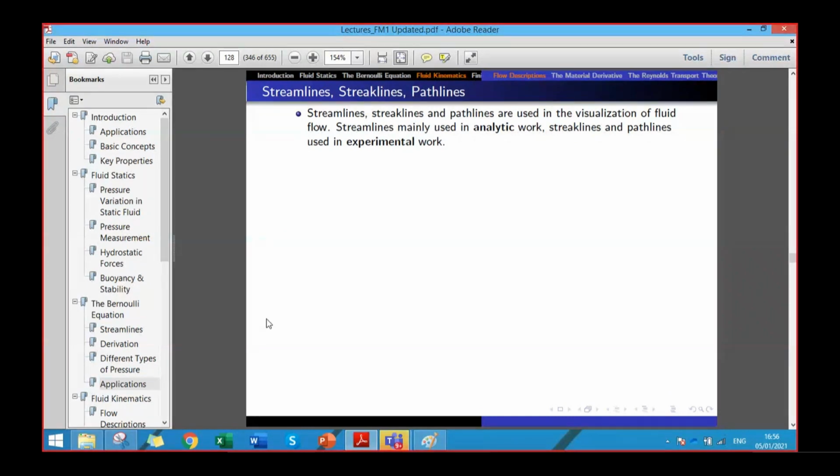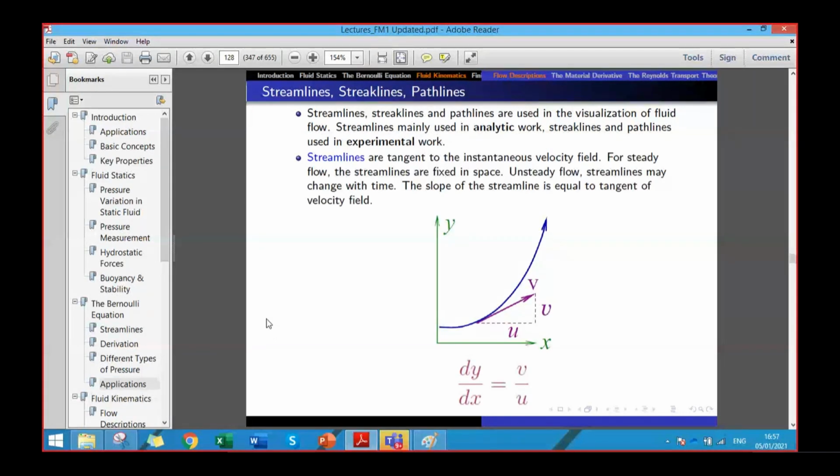So what is a streamline? A streamline is tangent to the velocity, or the velocity is always tangent to the streamline. This we know from the very basic understanding of the previous chapter. For steady flow, the streamlines are fixed in space. For unsteady flows, streamlines vary with time. So for steady flows, streamlines are fixed; they do not change with time. But for unsteady flow, streamlines may vary with time. And the slope of the streamline is equal to the tangent of the velocity field.